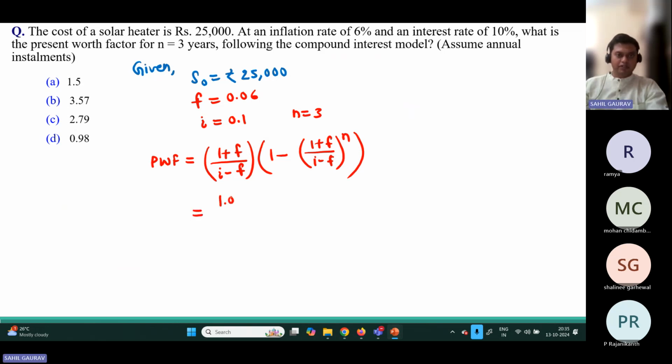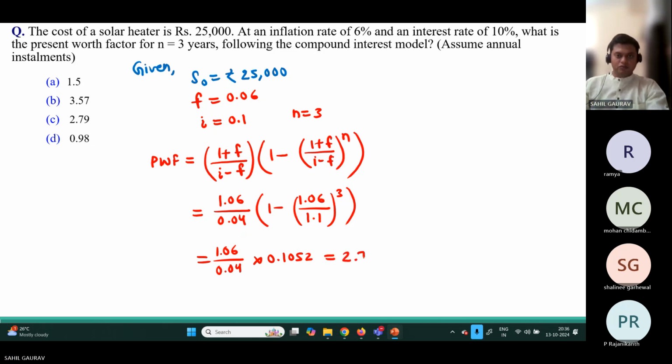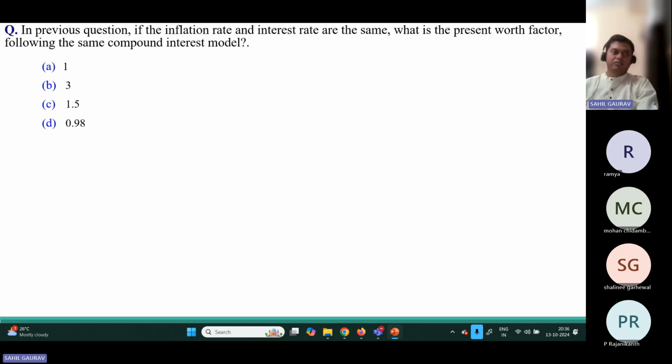So it will be 1.06 upon 0.04, into 1 minus 1.06 upon 1.105. So it is 2.787. This is the correct answer. So let us see the next problem.